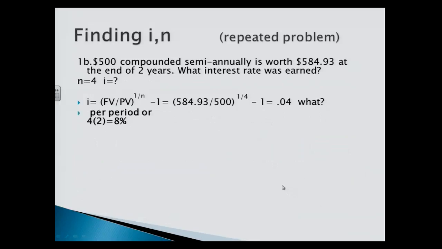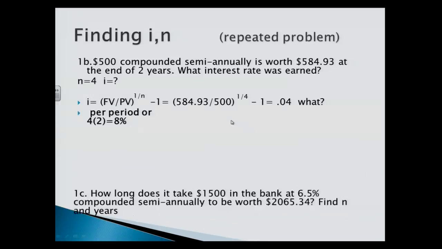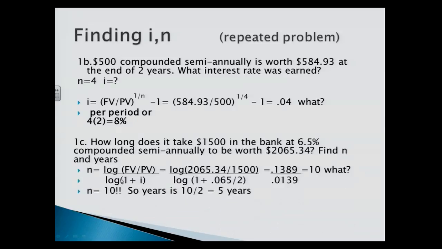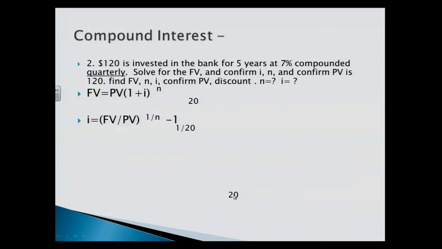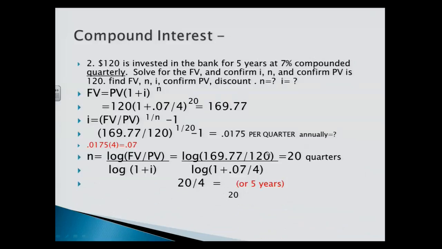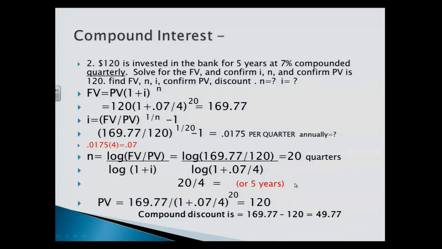One B, I'm going to let you pause and do by yourself. It's practicing solving for I and then converting it to an annual interest rate. Here, 1C is practicing calculating N, getting N, and converting N to years. The next several problems are practicing I and N. And I'm going to go through them quickly. I recommend that you pause and do them all.